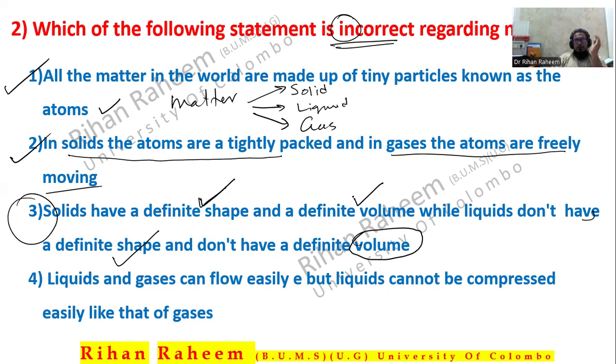Definite shape for solids, definite volume for solids, that is correct. Liquids don't have a definite shape, that is also correct. But this one part is wrong. Just because one part is wrong and 3 are correct, is the full statement wrong? Yes.